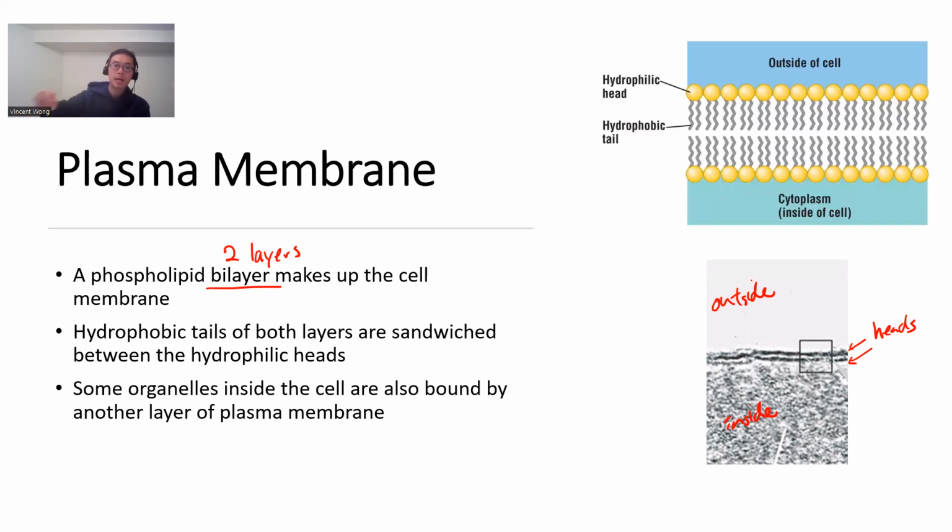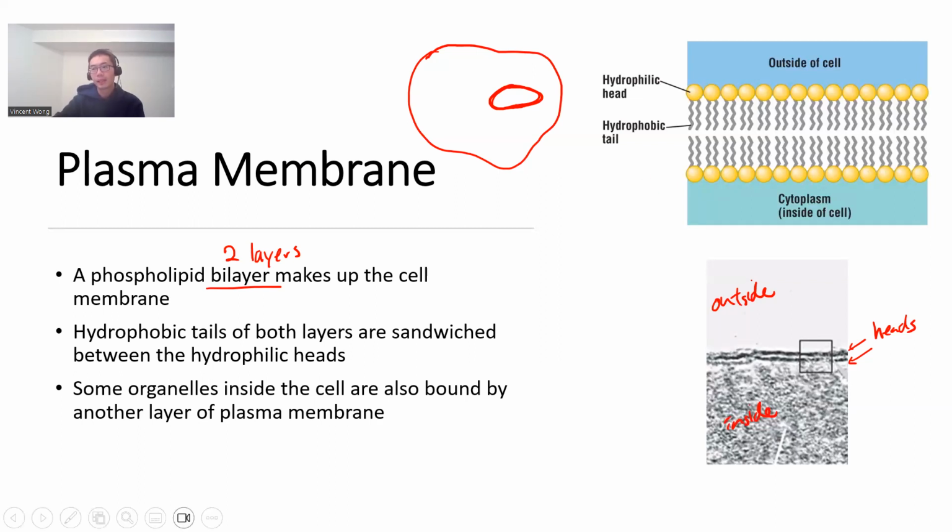So it turns out some of the organelles, some of the mini structures that are inside the cell, also have their own plasma membrane. So if you think of a cell, that's the cell membrane, a plasma membrane on the surface. But then, as you will see, there are some other organelles inside. They would have an additional layer of plasma membrane. And that is it for the moment.